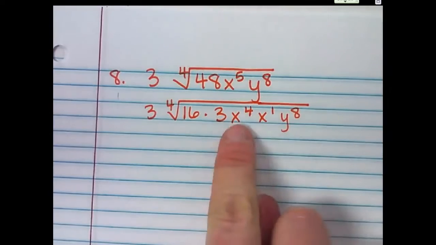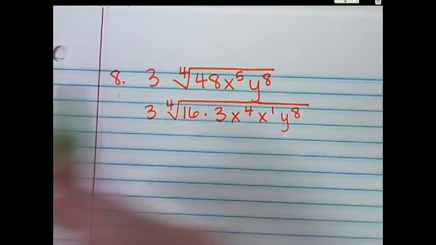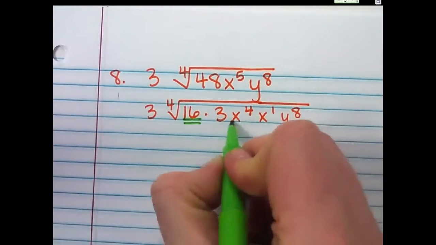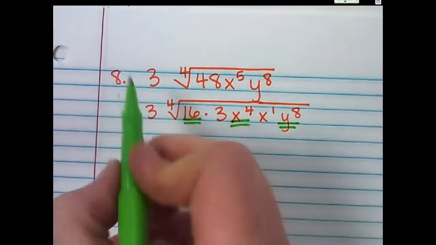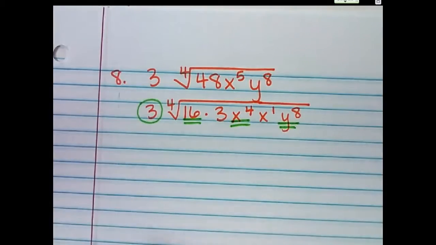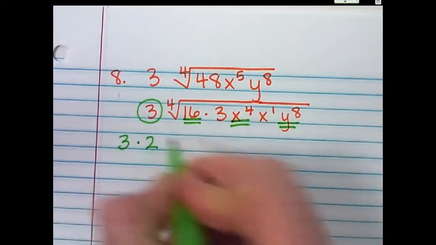Is anyone confused what I'm doing here with the variables? Okay. So I can take the fourth root of 16, x^4, y^8. Now I see a lot of people that will forget this 3 out here, so don't leave it in front. So when I bring out, what's the fourth root of 16? 2. So I bring that 2 out.